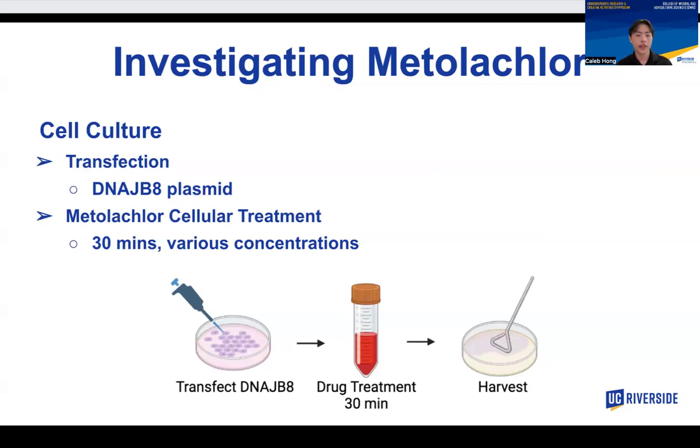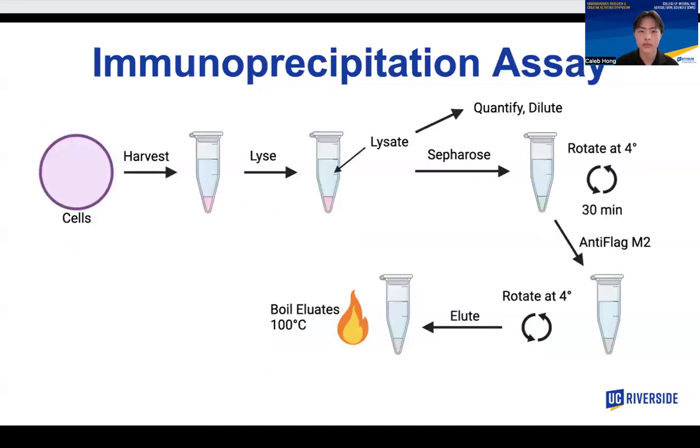We can then follow up with a metolachlor cellular treatment to induce misfolding. This gives us several degrees of freedom when selecting our conditions. For example, we can do a 30-minute treatment at various concentrations of our choice. We can then do an optimized immunoprecipitation assay to isolate our misfolded proteins.